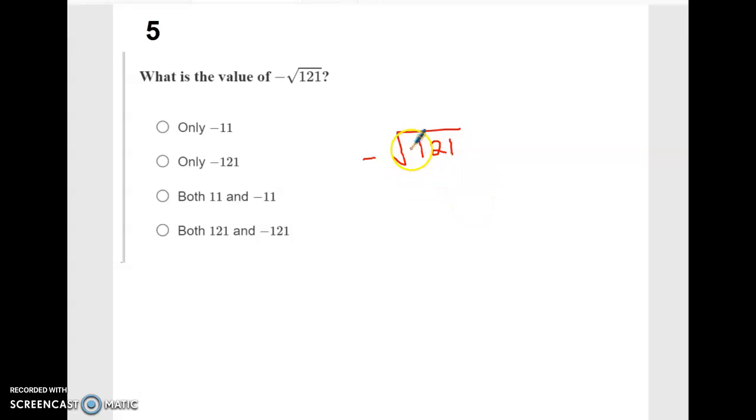Number 5. What is the value of negative square root of 121? You can't have negative signs within the square root symbol, like where I'm highlighting here. However, if I have a negative sign outside of it, then we evaluate the square root, and then the negative will be in front of it. So the square root of 121 is going to be equal to 11, but the negative in front of it indicates that we're talking about the negative. So this one would be negative 11.